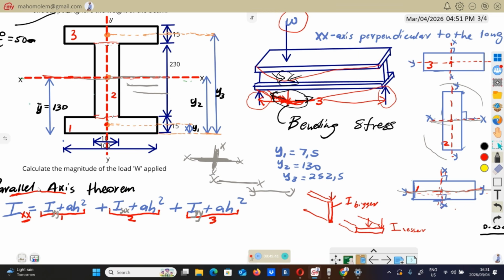That's why we call this the parallel axis theorem. We're going to consider the axis parallel to this red XX line. Those parallel axes will be this one, and this one, and this one. In other words, this horizontal axis.